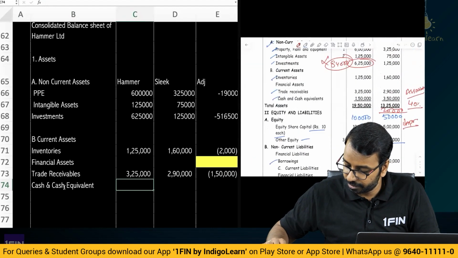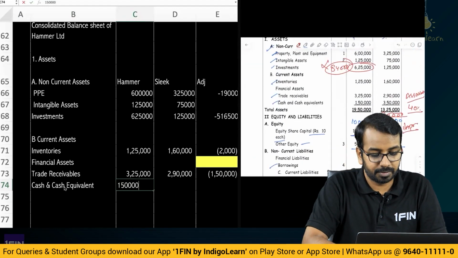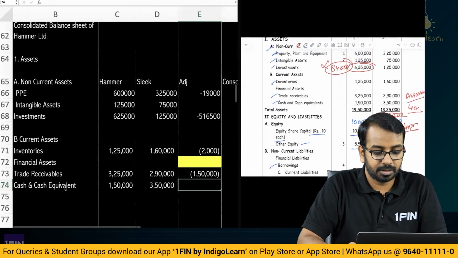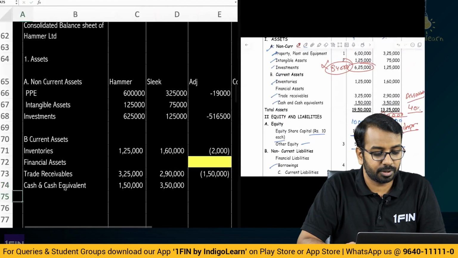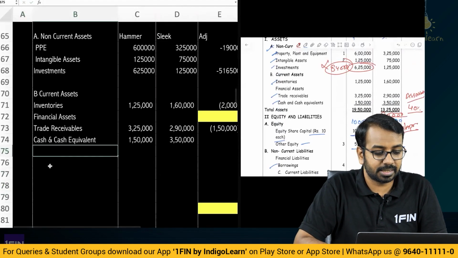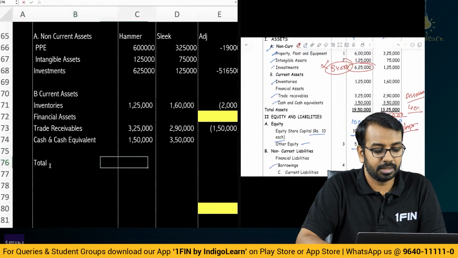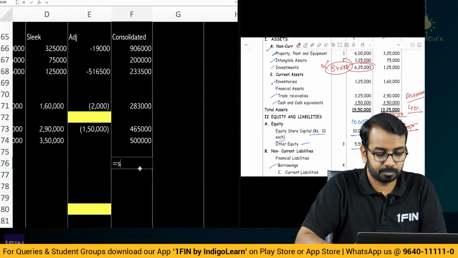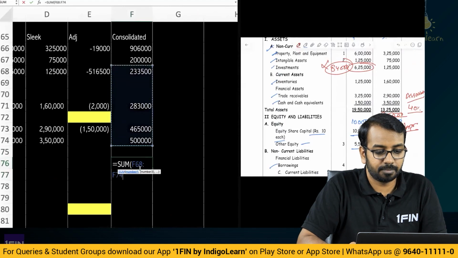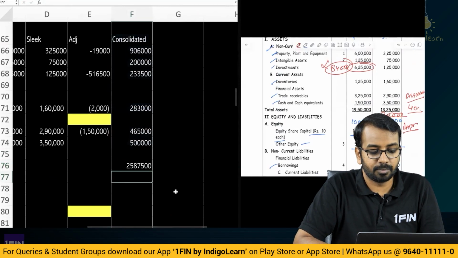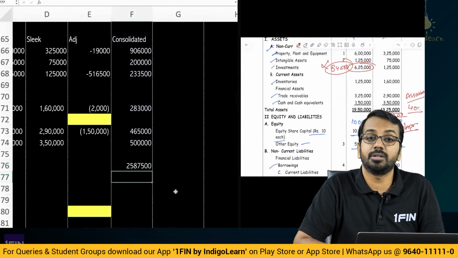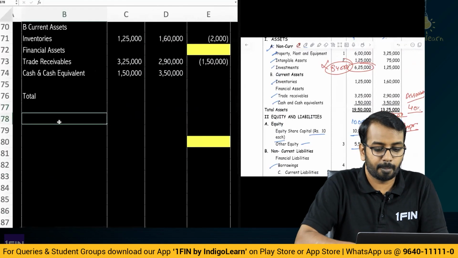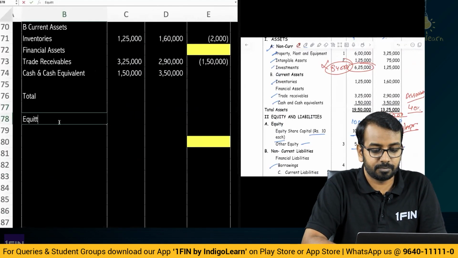Cash and cash equivalent is 150 plus 350, so the total is 5 lakhs. Okay. Then after current assets you can just do the total. The total of the balance sheet on the asset side comes to 25,87,500. Then coming to equity and liabilities.